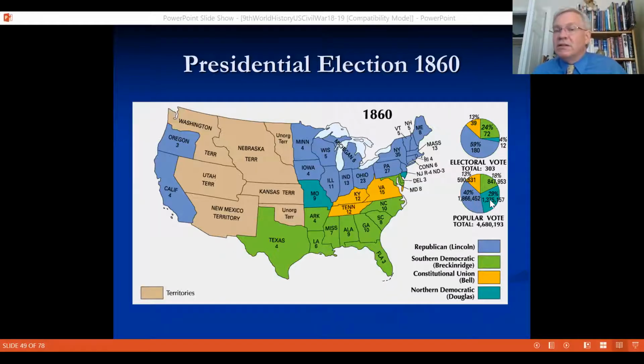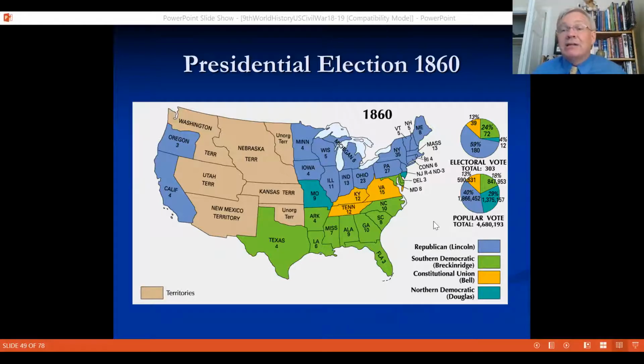There's Douglas, looking pretty good, but pretty shabby as far as the electoral votes. There's Missouri, and I don't know how New Jersey split it up, but anyway, he gets some of the New Jersey votes. There's the Constitutional Union with Bell in the mid-states, but the deep South, again, goes for Breckinridge.